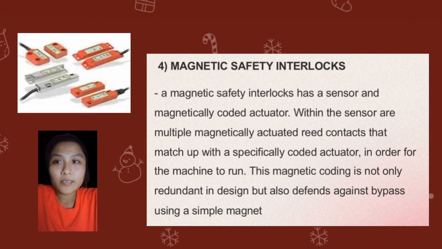Number 4, magnetic safety interlock. A magnetic safety interlock has a sensor and a magnetically coded actuator. Within the sensor are multiple magnetically actuated contacts that match up with a specifically coded actuator in order for the machine to run. This magnetic coding is not only redundant in design but also defends against bypass using a simple magnet.